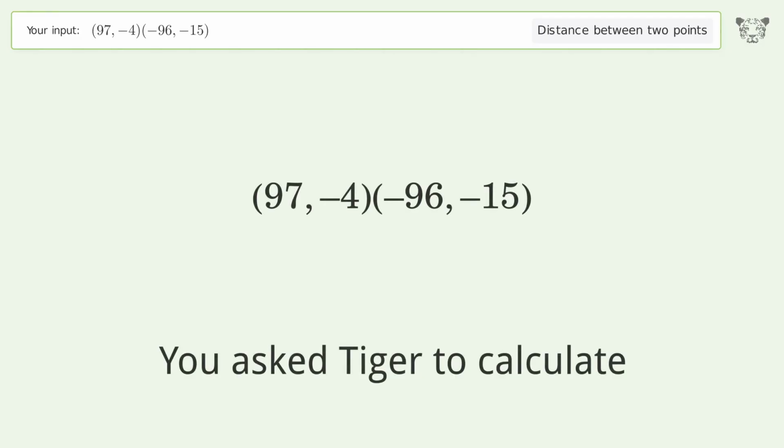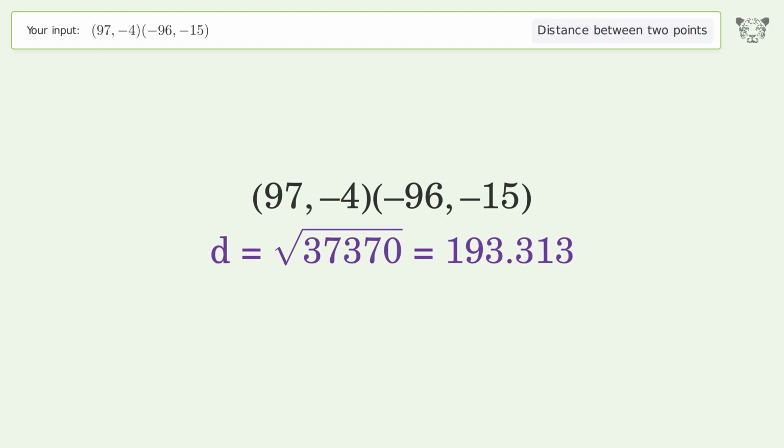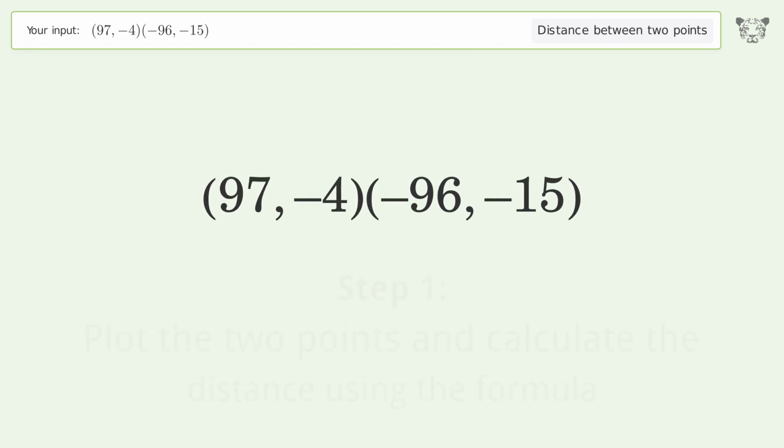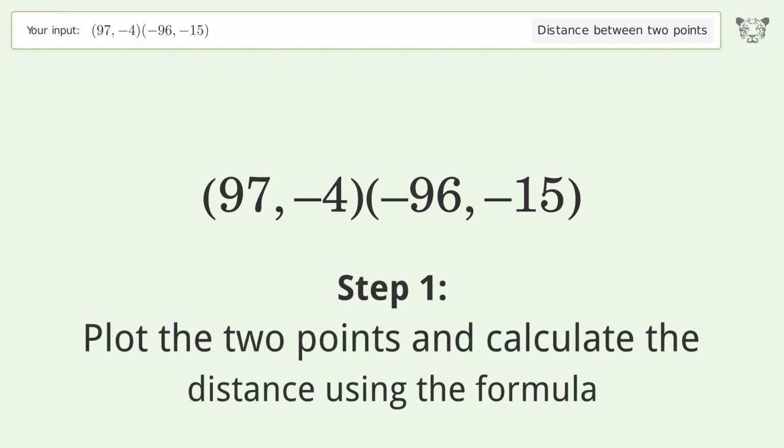You ask Tiger to calculate. This deals with the distance between 2 points. The distance between the 2 points is the square root of 37,370, or 193.313. Let's solve it step by step. Plot the 2 points and calculate the distance using the formula.